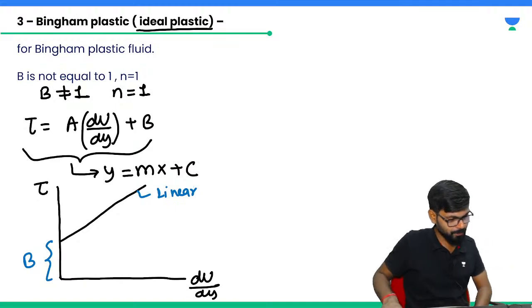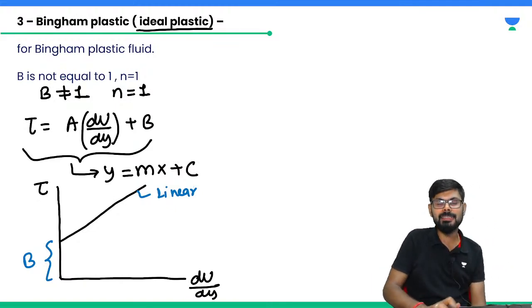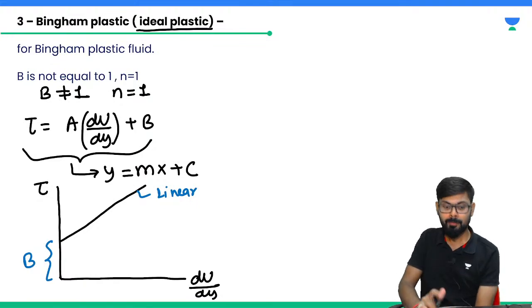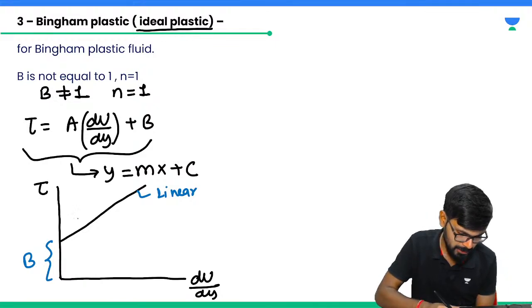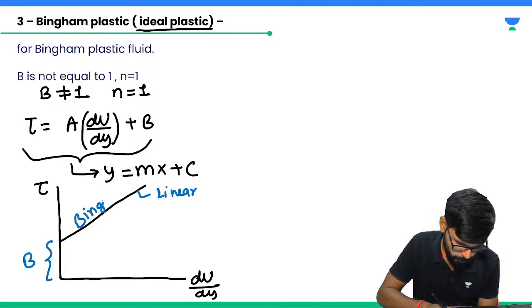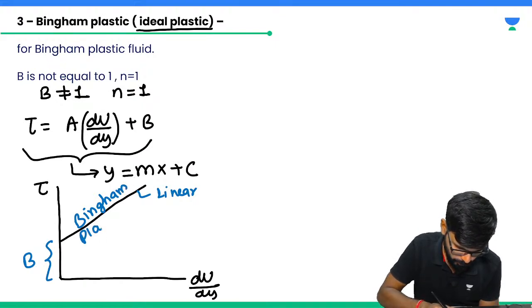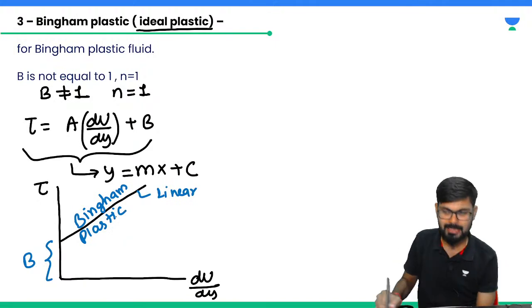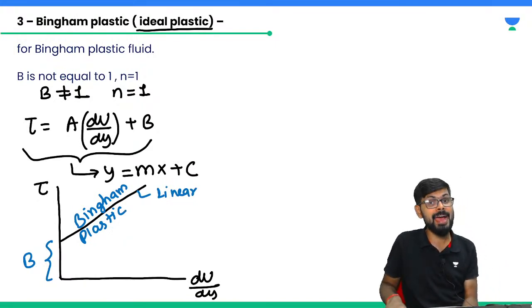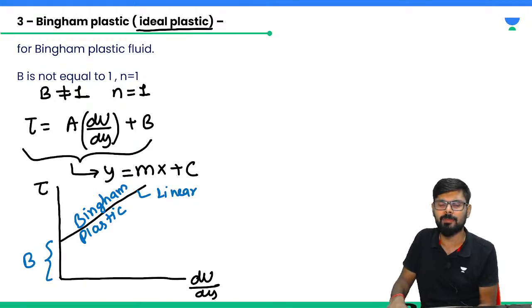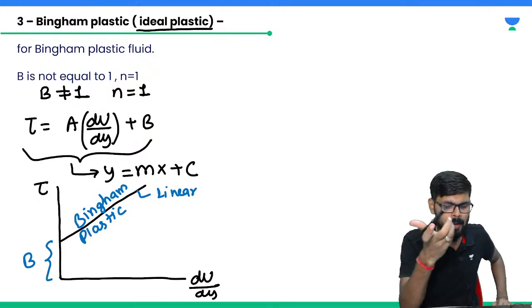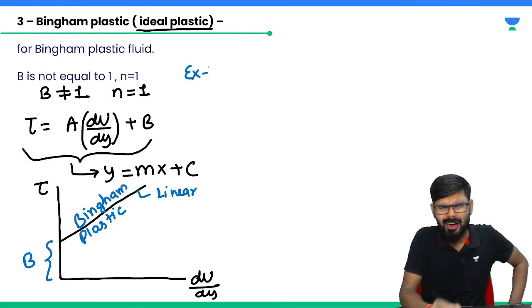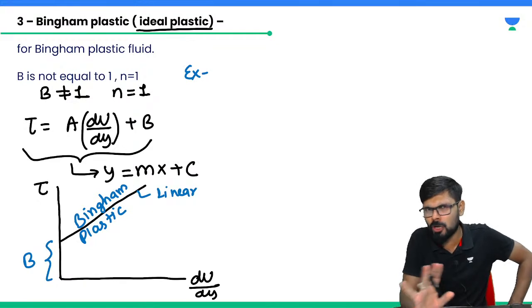Why is it a straight line? Because this equation itself, y equals mx plus c, is a linear equation. Now this is Bingham plastic, or ideal plastic. Actually, this type of plastic is not really there, but this is an ideal type of plastic. For example, if someone is asking, you can say toothpaste. It does not exactly follow the same thing, but approximately the same.